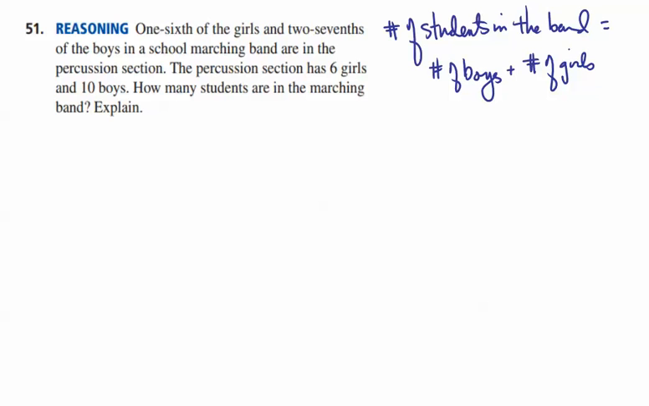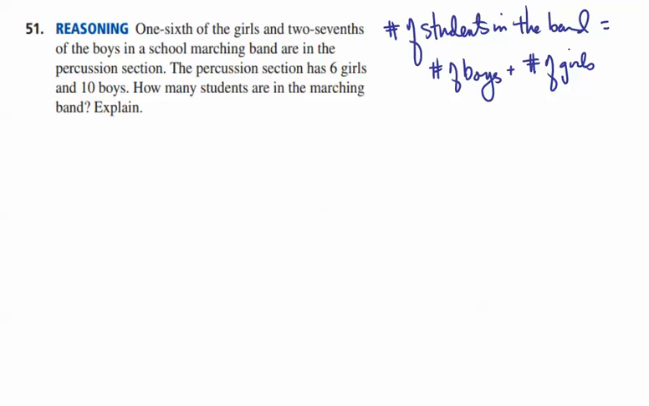Now, why would we know to use number of boys and number of girls? Because they're both mentioned in this problem. So all of the students in the band are made up of the number of boys plus the number of girls. That gives us a strategy, because to find the total number of students in the band, we need to find the number of boys and the number of girls. And we have some hints about both.